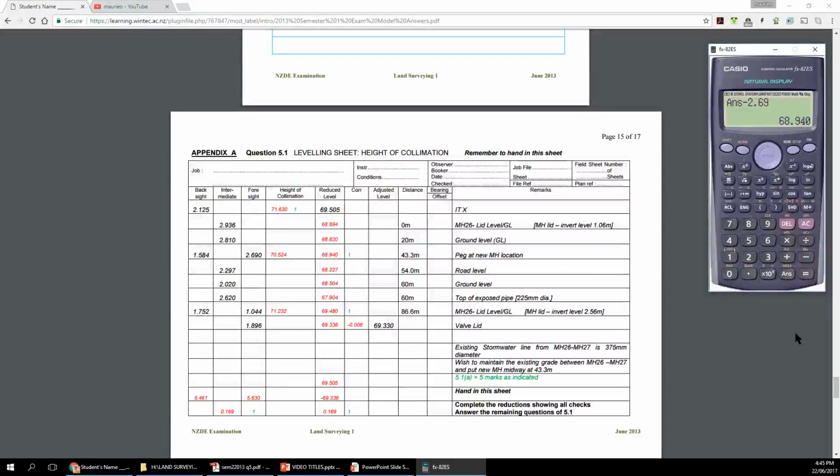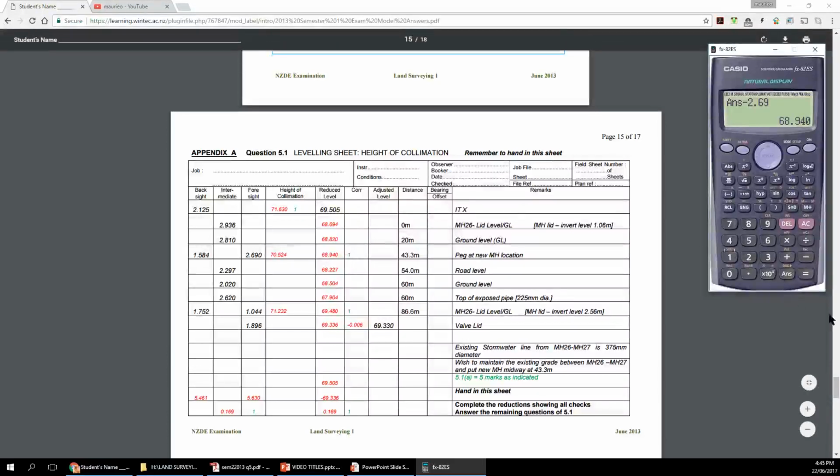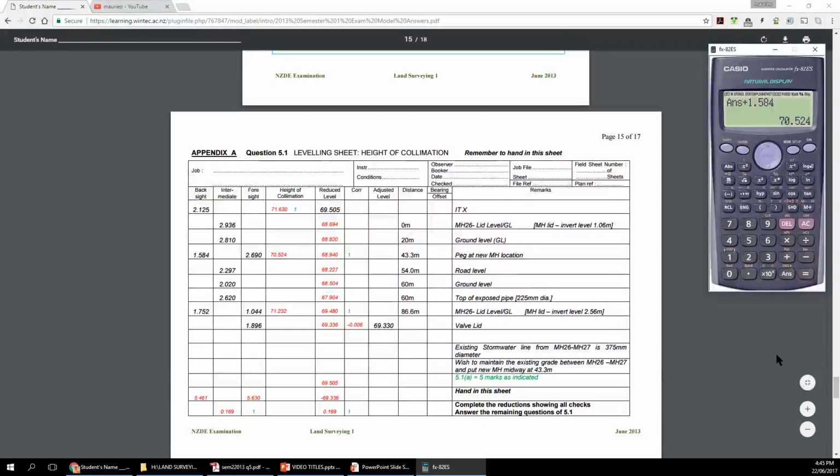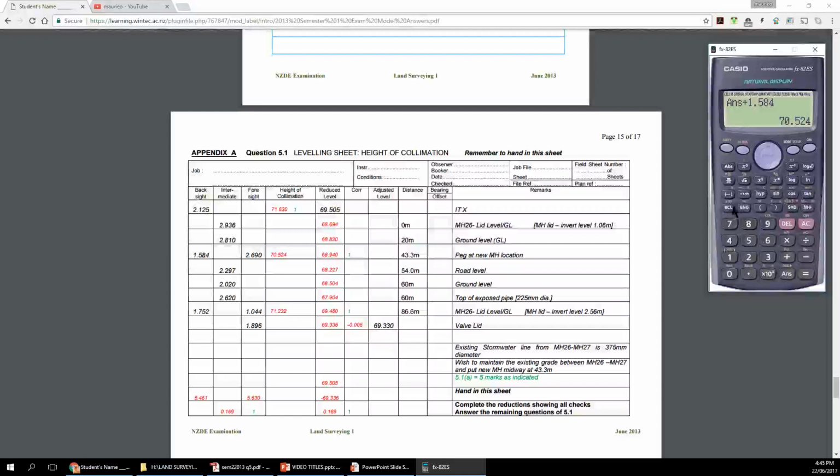Now when it comes to the next setup, and there's another setup here because there's another backsight, then the backsight gets added to that value, 68.940. So we go plus 1.584 equals, and that gives us 70.524. So that's the new height of collimation, or height plane of collimation. So we store that in A.